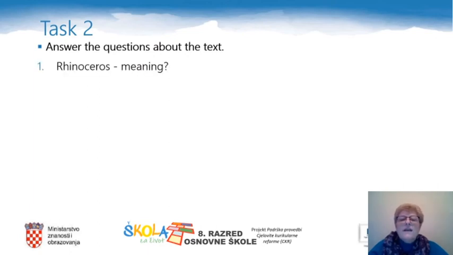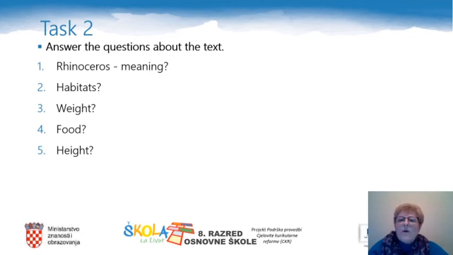The first question is, what does the word rhinoceros mean? Number 2, where do rhinoceroses live? Number 3, how much can they weigh? How heavy can they be? Number 4, what food do they eat? Number 5, how high can they grow? 1 meter, 2 meters.